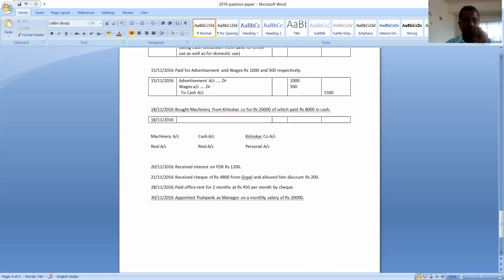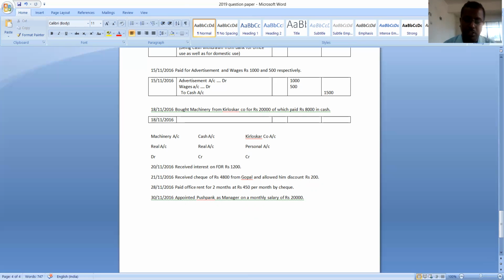So machinery is a real account. What is the rule? Real account: debit what comes in, credit what goes out. So bought machinery means machinery comes in, so the machinery account should be debited. Here paid rupees 8,000 in cash. Cash is also a real account, but is it coming into the business or going out of the business? It is going out of the business, so it should be credited. Here Kirloskar company is the receiver or the giver? Bought machinery from Kirloskar, so Kirloskar company is the giver. Credit the giver, so the Kirloskar company account should be credited.